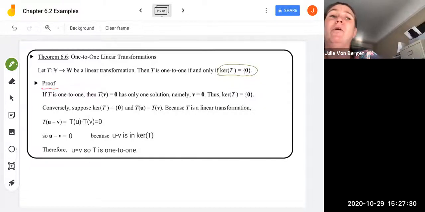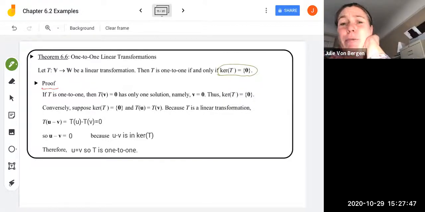That makes some sense because one-to-one has to be a mapping where each vector from V has a unique vector in W. And so that's only going to work if 0 only maps to itself, because it can't be mapping more than one vector to 0. So let's take a look at our proof.